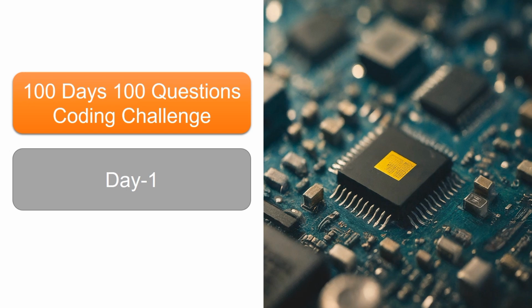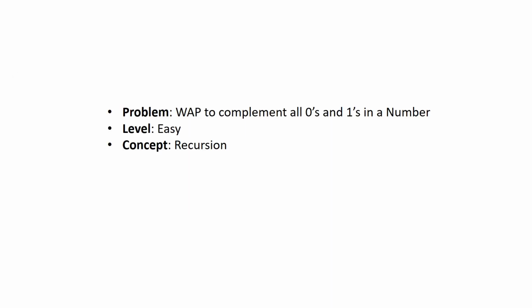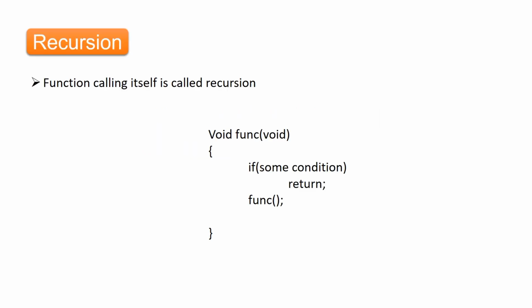Today is day 1 and the problem statement is: write a program to complement all zeros and ones in a number. The level is easy and the concept is recursion. A function that calls itself is called recursion. Like this is the function, it is calling itself, hence it is a recursive function.